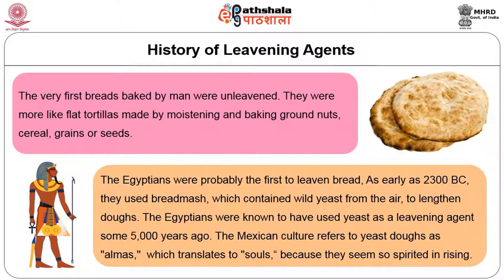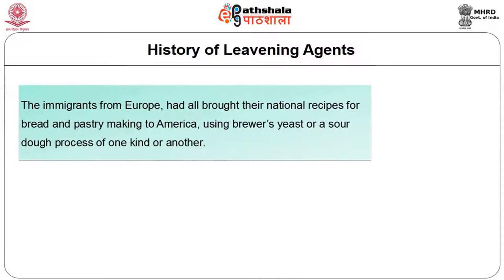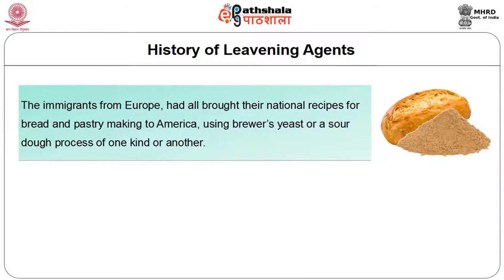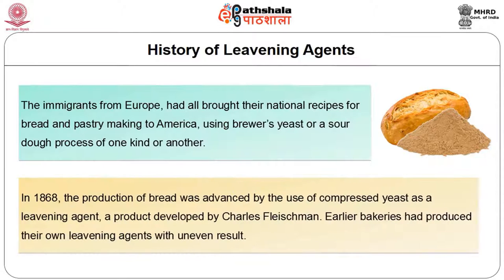The Mexican culture refers to yeast doughs as almas, which translates to souls, because they seem so spirited in rising. The immigrants from Europe had all brought their national recipes for bread and pastry making to America using brewer's yeast or a sourdough process of one kind or another. Until the late 1700s, naturally occurring airborne yeast was still the leavening agent of choice.